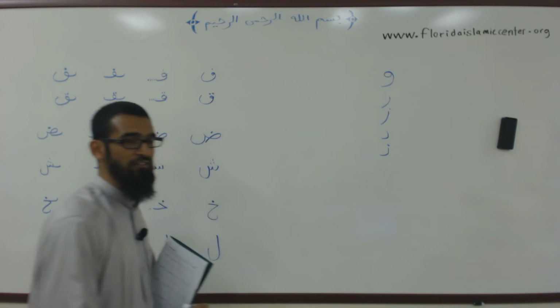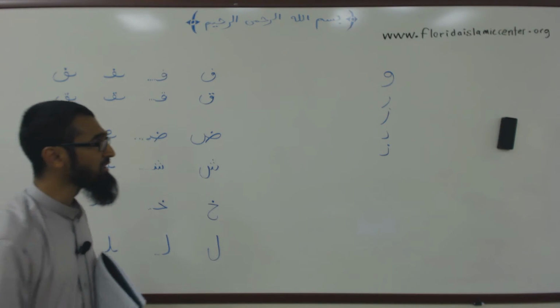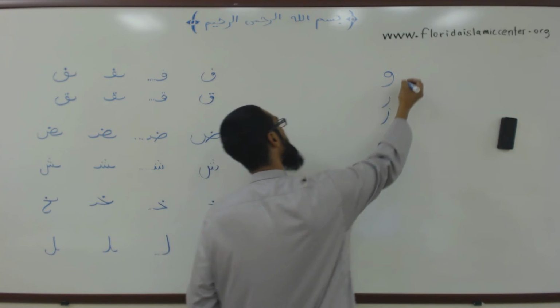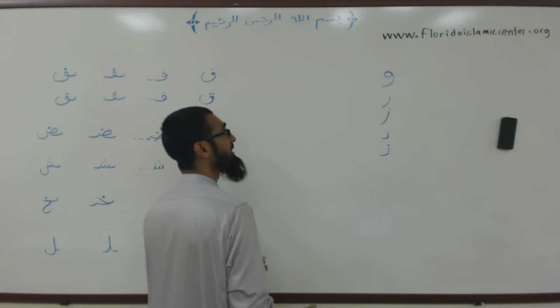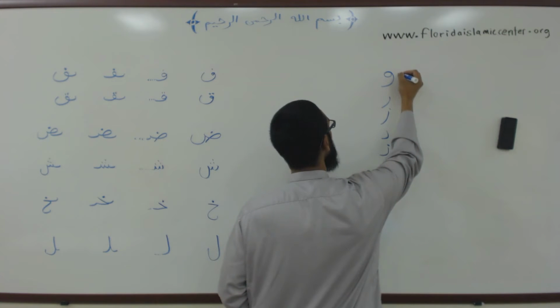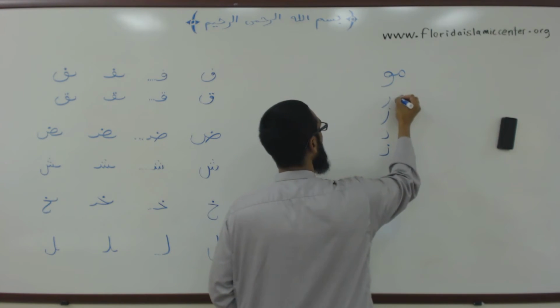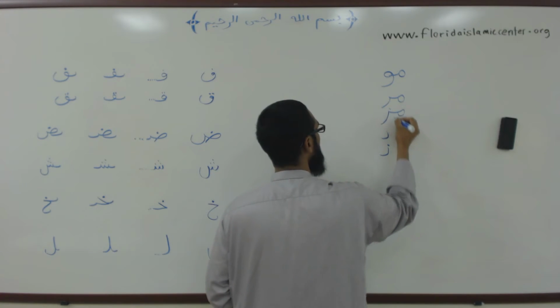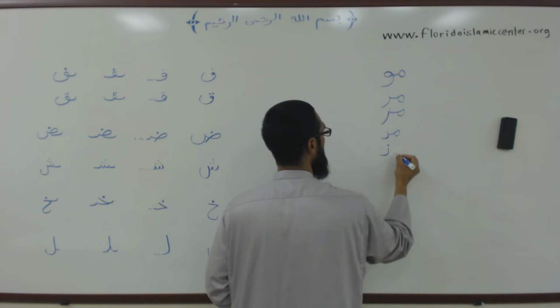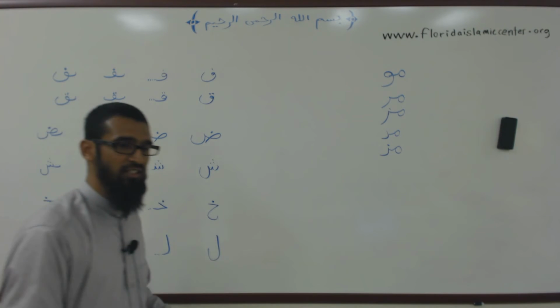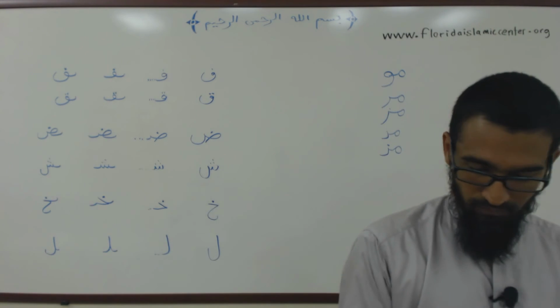If it's at the beginning of the word, the next letter that comes after it does not connect to it. But can you connect from this side? Yes, you can. So you can put a meem here and a waw, a meem and a ra, a meem and a zai, a meem and a dal. But nothing to the left of the letter.